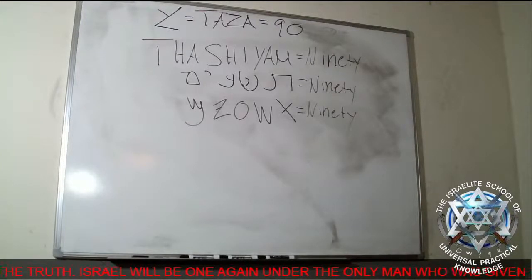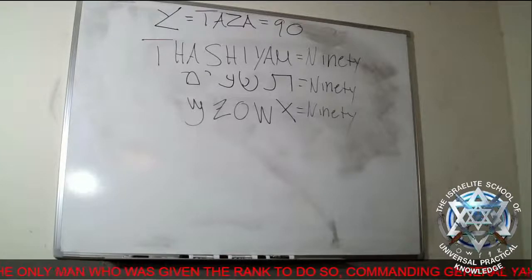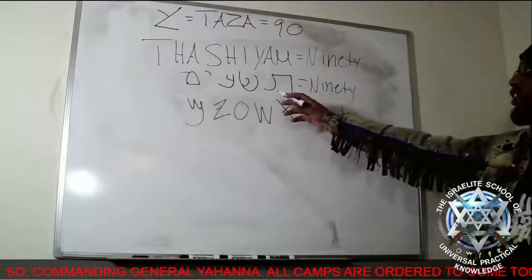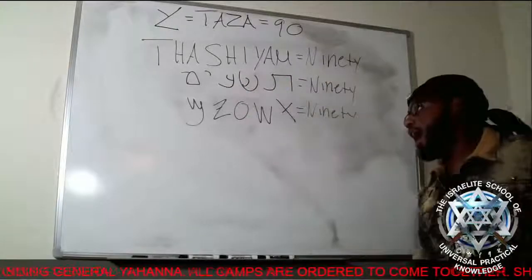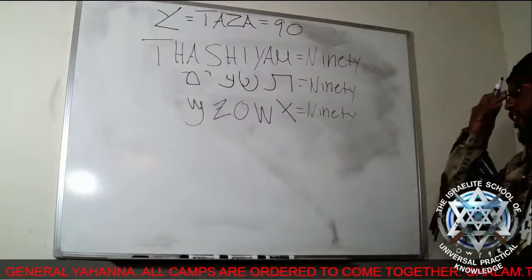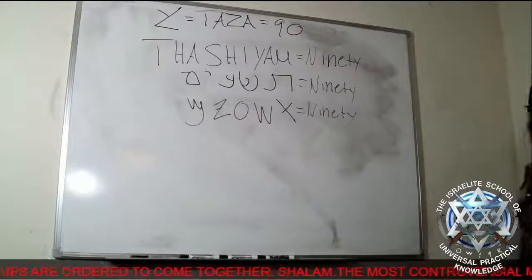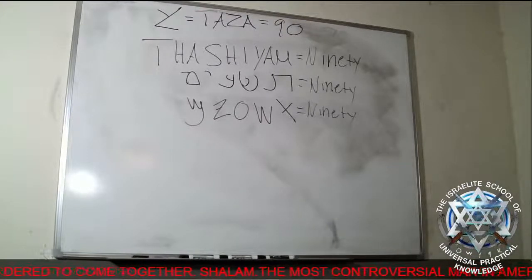So this is the letter Tazah. The letter Tazah has a numeric value of the number 90, which is the Shayim. This is your Tha, your Sha, your Ah, your Ya, and your Ma in the Assyrian. In the Paleo, you put it together, it's the Shayim.